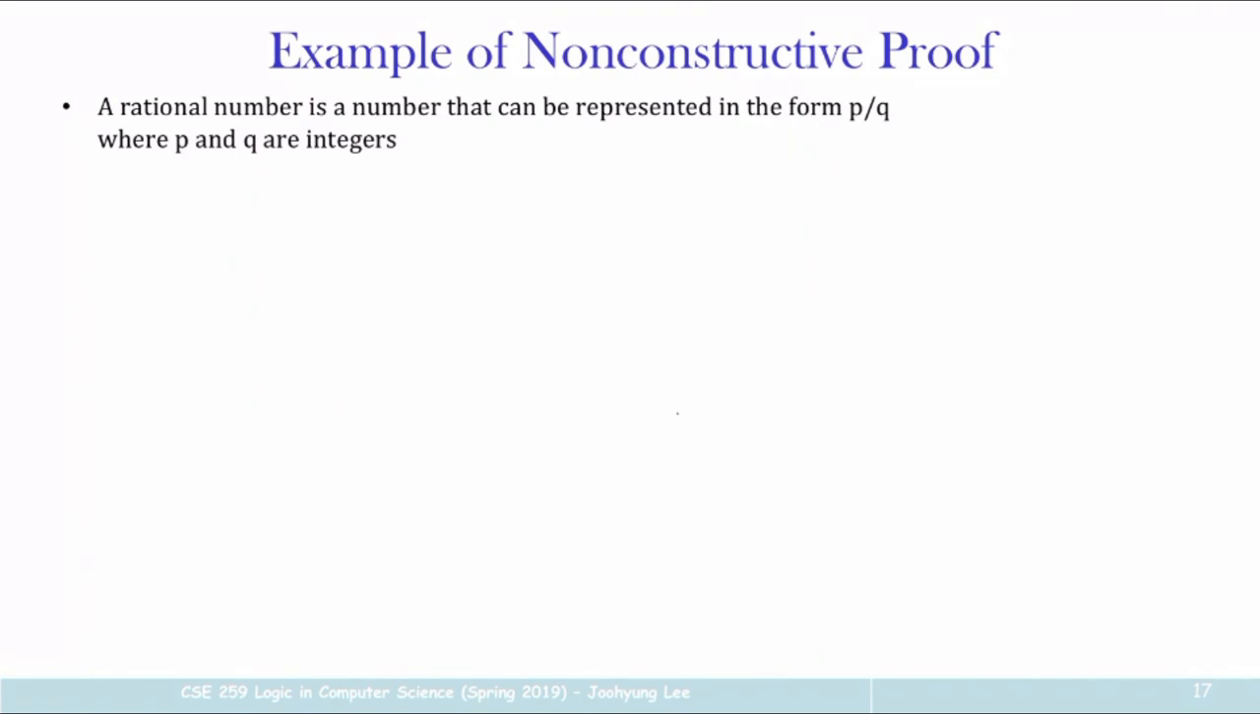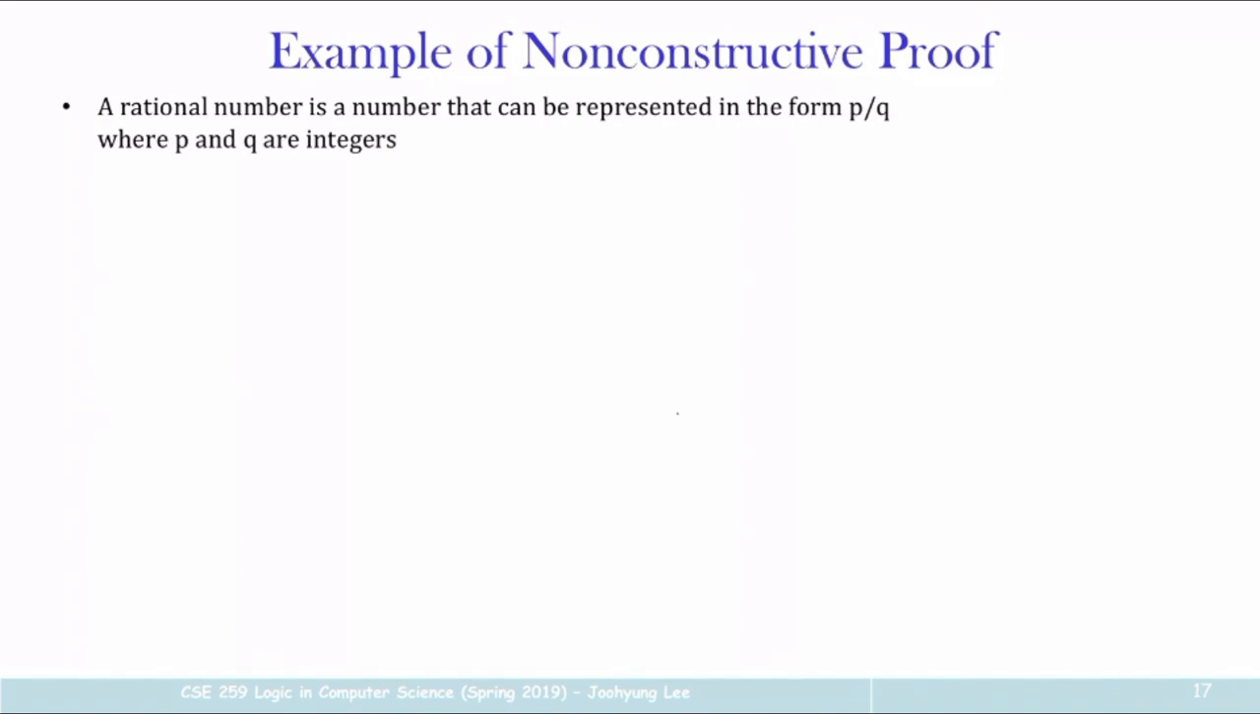Can you give any example of an irrational number? Pi. And other things? E, okay. What else? Square root of 2, right? How do you know that these are irrational? How do you know that these numbers cannot be represented by a fraction?